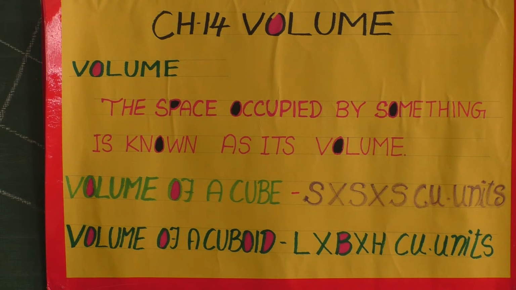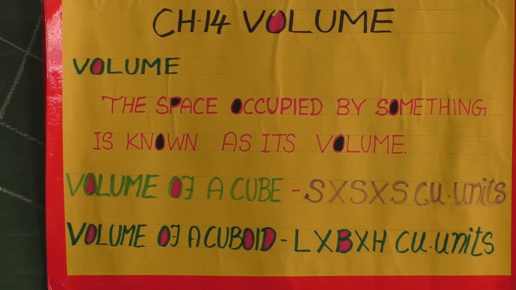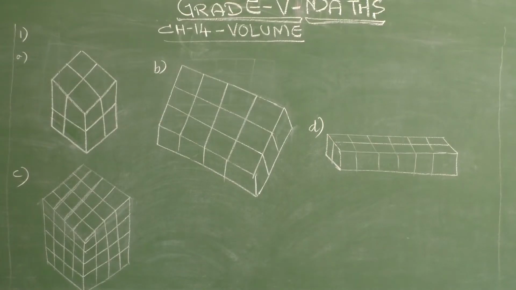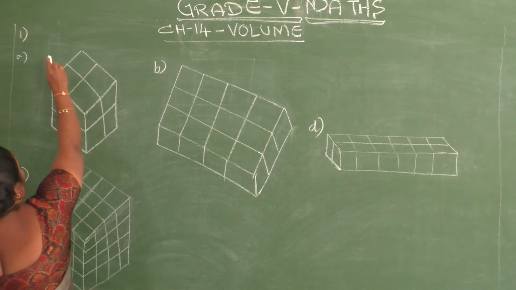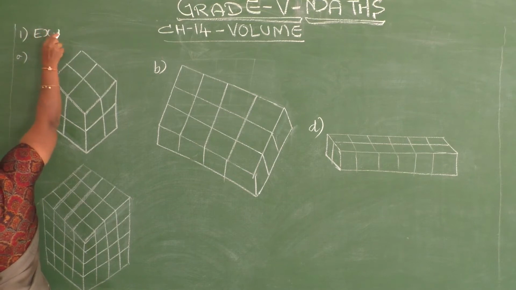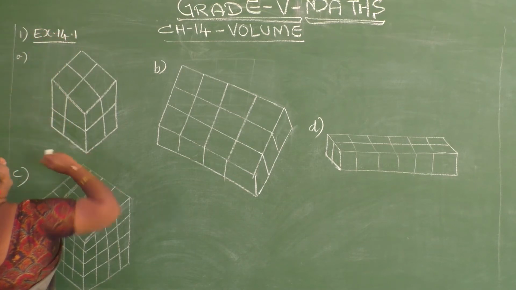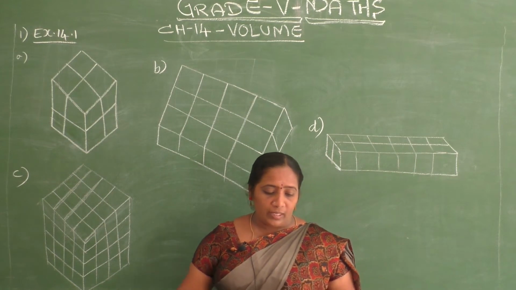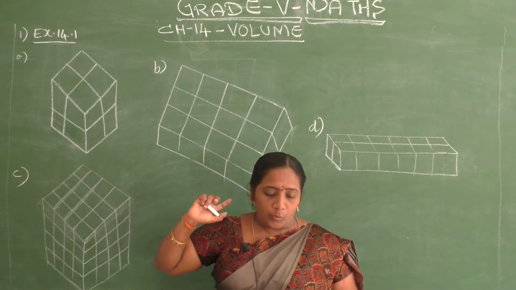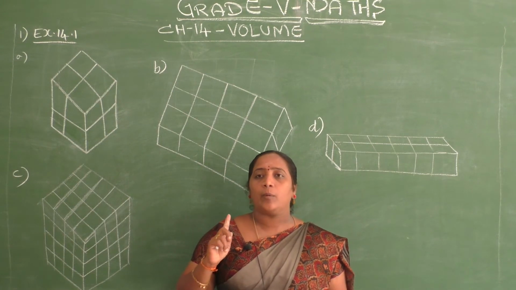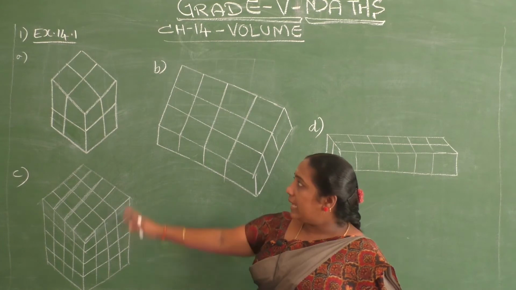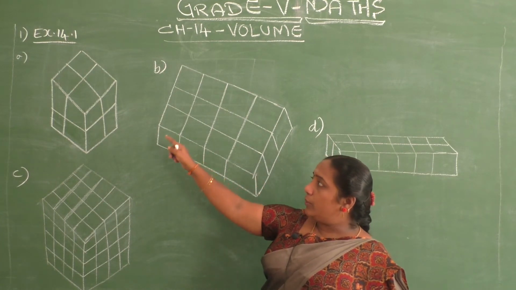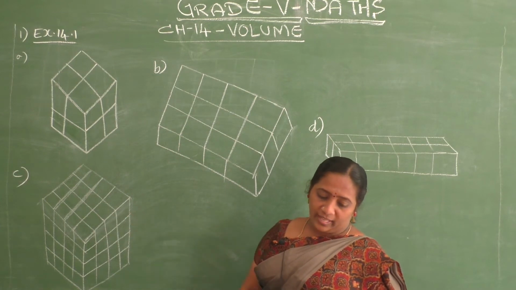Okay, ma'am. Now we enter the exercise 14.1. In exercise 14.1, first question, they gave: find the volume of the following by counting the cubes. Take 1 cube equal to 1 cubic centimeter. They gave the cubes. We have to count the cubes and find the volume.